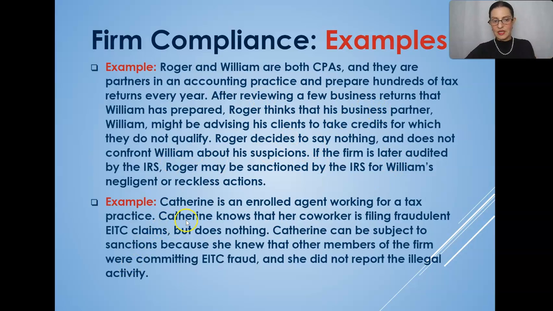Okay, example, Catherine is an enrolled agent working for a tax practice. Catherine knows that her coworker is filing fraudulent EITC claims but does nothing. Catherine can be subject to sanctions because she knew that other members of the firm were committing EITC fraud and she did not report the illegal activity. So she could potentially get sanctioned because she's not reporting this illegal activity, but she knows that it's going on. She does nothing or says nothing. So it's really important that as enrolled practitioners you don't turn a blind eye to this sort of thing.